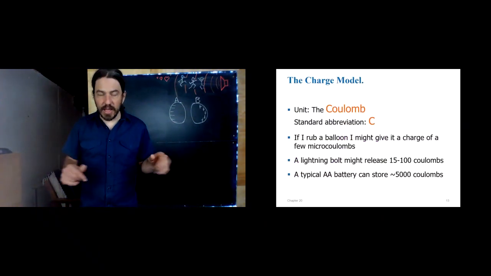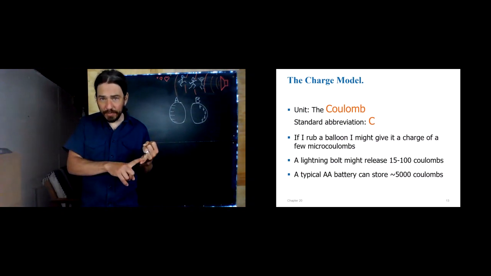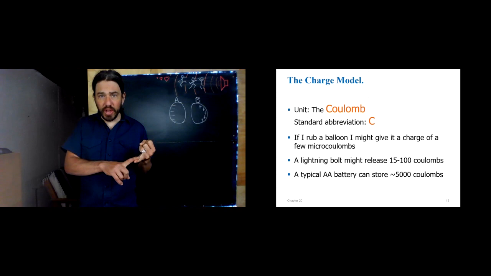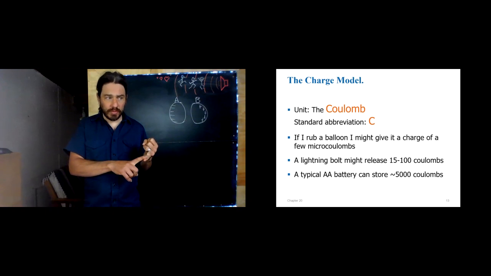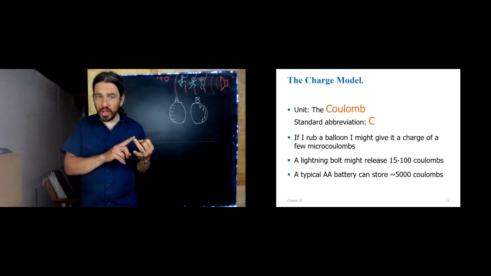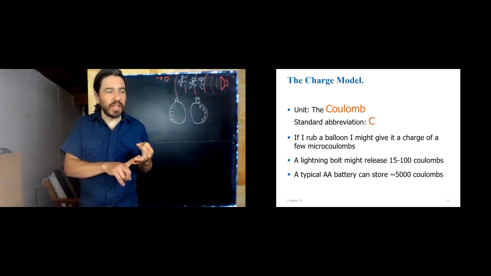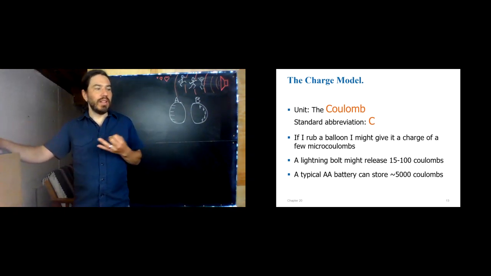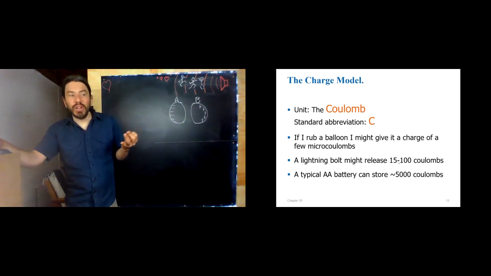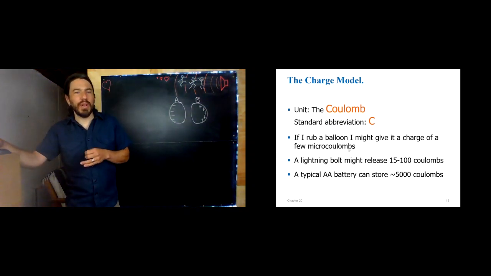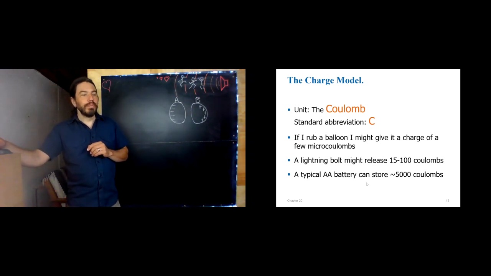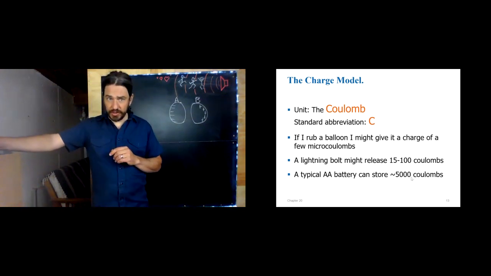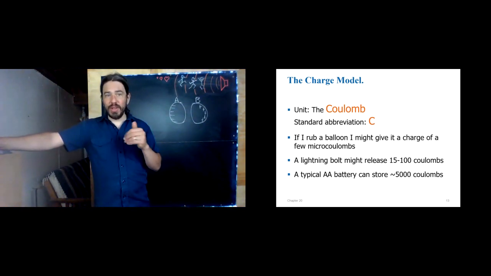So the charge model then is that charge is an intrinsic property of matter. It is carried on subatomic particles, protons and electrons being the ones we will talk about the most. We measure charge in coulombs. It turns out a coulomb is a very large amount of charge. A lightning bolt might release 15 to 100 coulombs, which is quite a bit. It's probably only a few microcoulombs of charge that I was getting on the balloon that I rubbed. A battery can hold actually a surprising amount of charge. A AA battery can hold something like 5,000 coulombs.